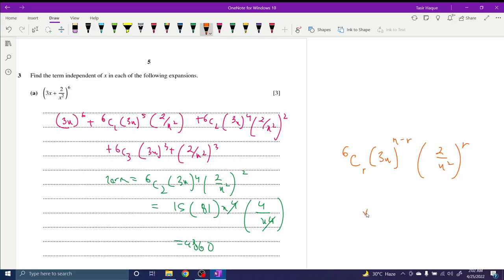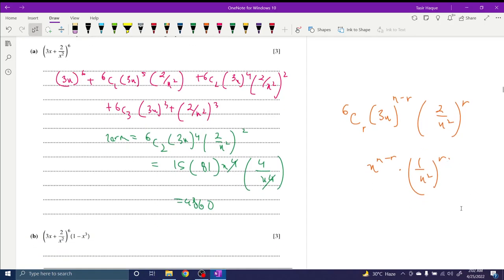We want x to the power n minus r, and this one, 1 by x squared to the power r, we want this to add up to 0 ultimately, right? So it's basically trial and error. You can try using trial and error, but I personally prefer expanding it.